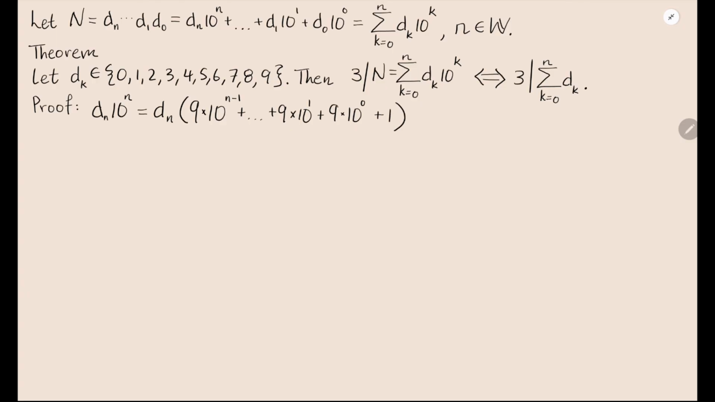So for example, let's say n is equal to 3. Then you have 10 to the power of 3, which is equal to 1000. But this is equal to 9 times 10 to the power of 2, plus 9 times 10 to the power of 1, plus 9 times 10 to the power of 0, and then finally plus 1. So 999 plus 1.